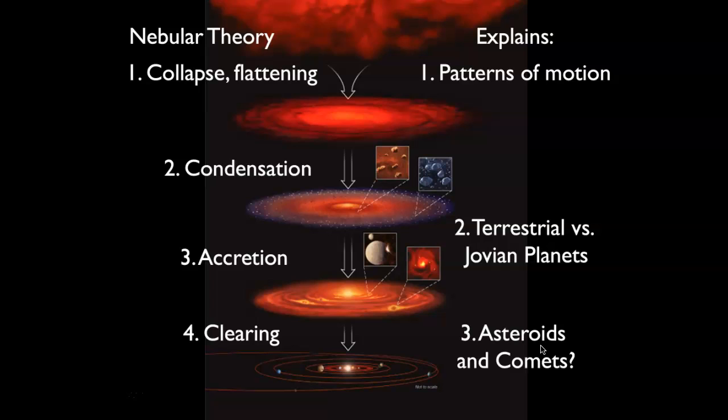What about the asteroids and the comets? Where do they come from? Well, what are asteroids and comets? Asteroids and comets are big chunks of rock and ice.